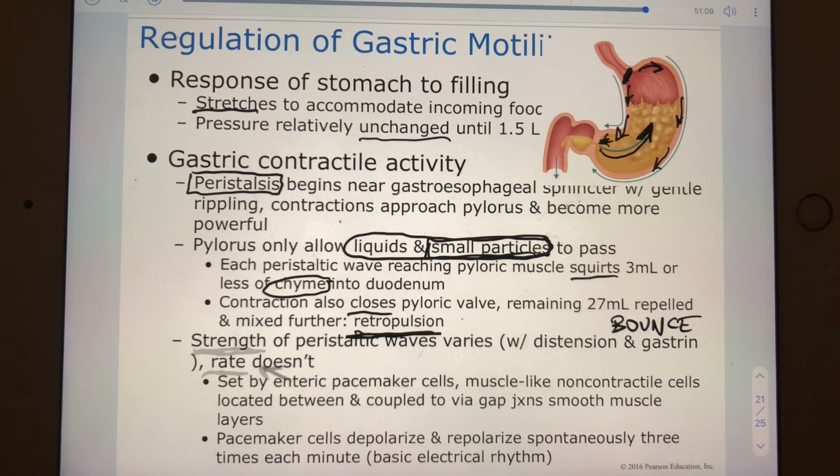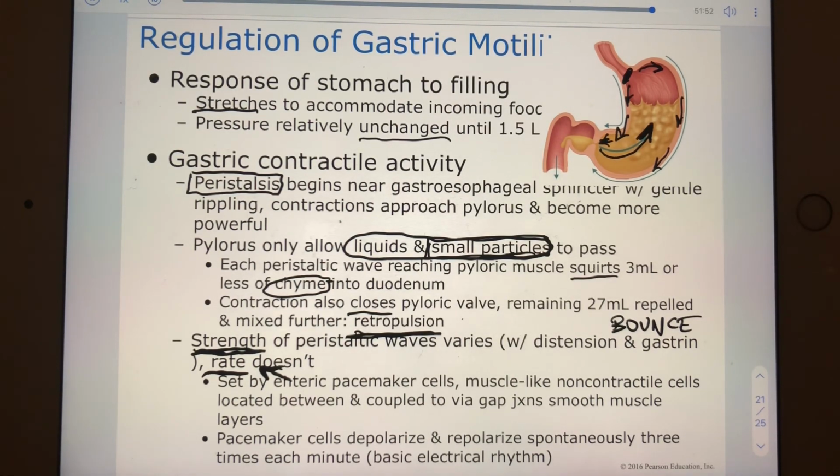The strength of our peristaltic waves in our stomach can vary, but the rate of the peristaltic waves in the stomach doesn't. Those wave-like contractions occur at the same rate no matter what. They don't necessarily occur at the same strength no matter what, okay? And that rate is set by the enteric nervous system. We have pacemaker-like cells in the enteric nervous system that establish that peristaltic rate, okay?